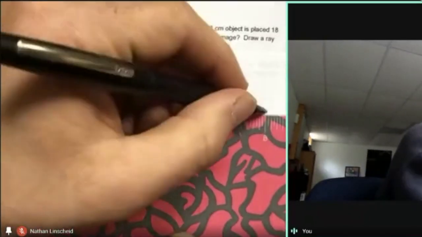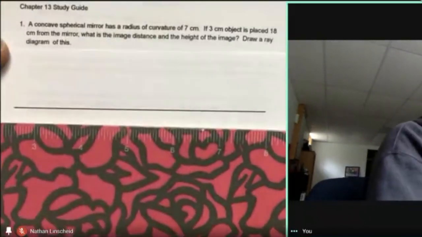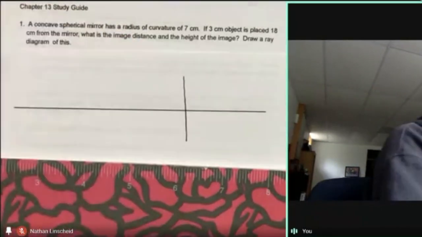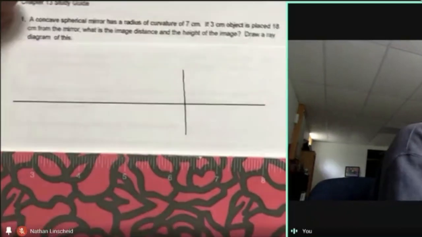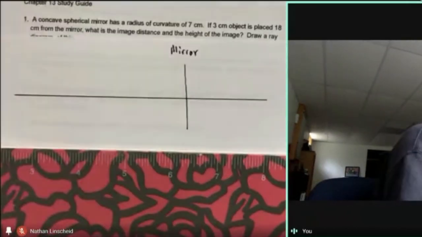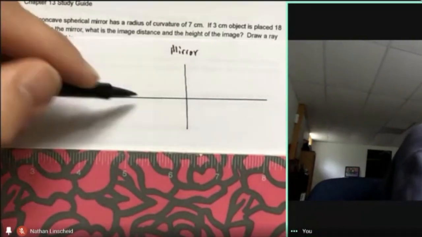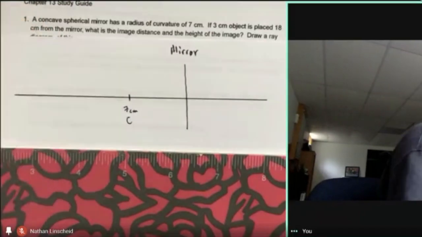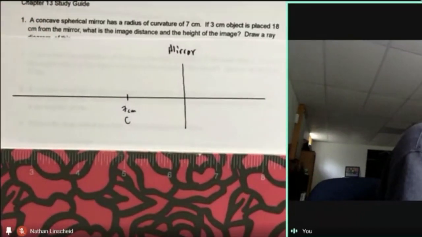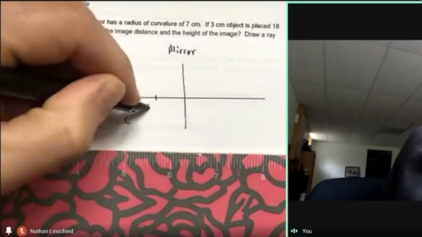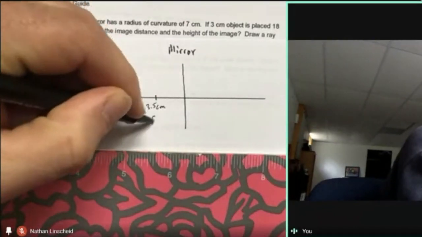And so usually I start out with my axis, and then I'll just draw a mirror on. Now, obviously, it's not concave or convex. It's just a line, but it still represents my mirror. And the radius of curvature is 7 centimeters. So I'm just going to pick a place, and I'm going to call that 7. All right, now, that is my C position, the center of curvature. And knowing that gives me the focal point. The focal point is 3.5 centimeters. So that's where I put F.